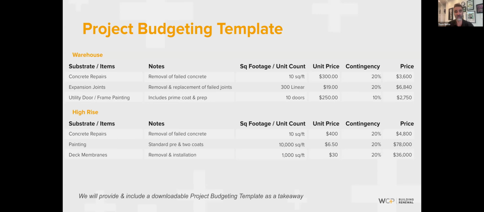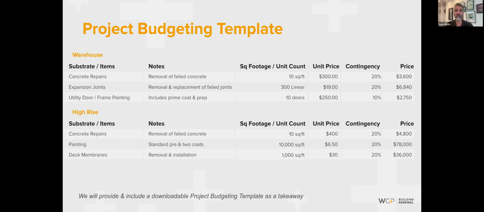So if we jump down to the high rise there, concrete repairs, removal of failed concrete, that same 10 square feet, that's going to jump up. And the reason why is because of access. We're either going to be using swing stage or in some cases ropes. If we have to do it off of ropes, it's going to jump up to the 5, even 600 bucks a square foot in some cases. So you can see there we put in a buffer of a 20% contingency and you come to 4,800 bucks.